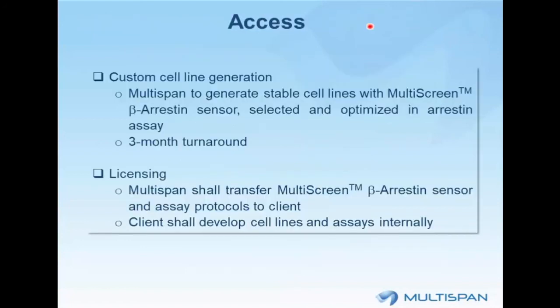So how do you get access to this? We can develop custom cell lines for you. So we would generate stable cell lines with the multiscreen sensor, select and optimize in the arrestin assay. So it would essentially have the sensor and your GPCR of interest, and that would be a 3-month turnaround. Also, you could license the technology from us. We would transfer the sensor and the protocols to the client, and then you guys can develop the cell lines and assays yourself.